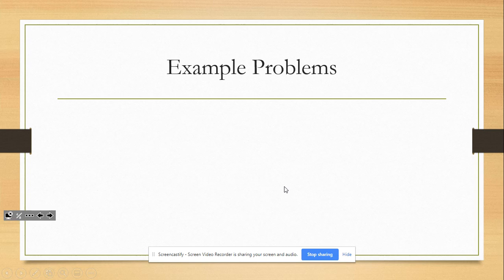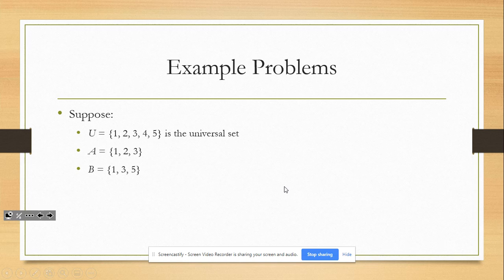Here's some examples. Suppose that the universal set is 1, 2, 3, 4, and 5. Suppose that A is 1, 2, and 3, and B is 1, 3, and 5. Let's find all the subsets of A, and then let's find the complement of B, or B bar. Pause the video at this point to see if you can figure it out.